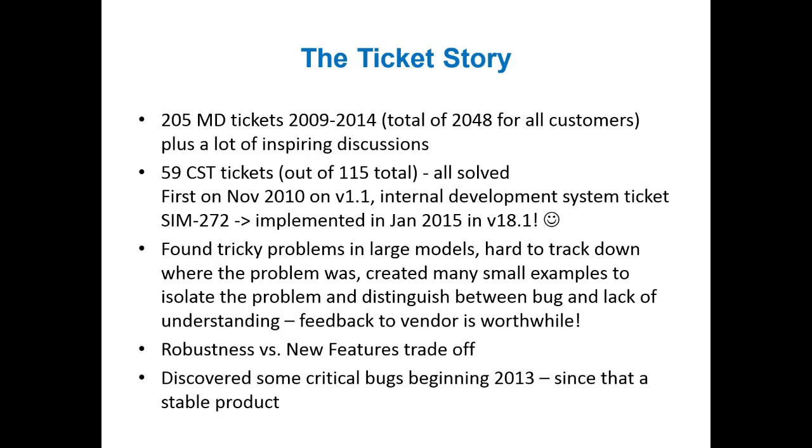Since I had some background on this simulation, I always also asked for new features, and vendors have to make a trade-off between providing new features and working on robustness. In the beginning, it was more new features and was much less robust. But that has been caught up. Robustness has improved very much in the last years. The last really critical bugs I discovered were at the beginning of 2013, and since then, at least for the purposes I've been using it for, it has been very stable.